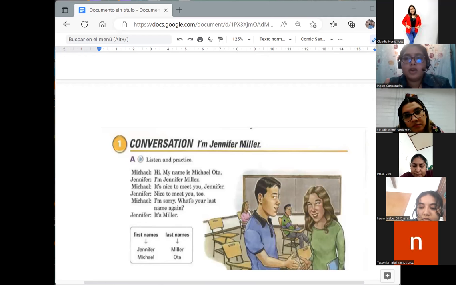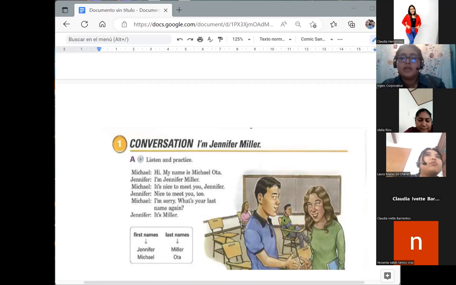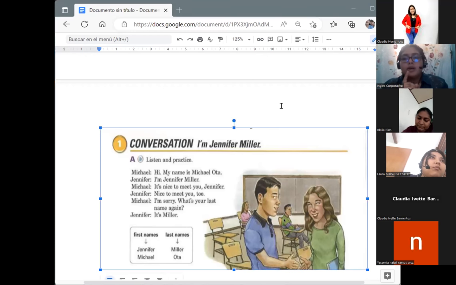Esto sucede más que todo cuando nos vamos a presentar con alguien por primera vez o cuando llegamos a un lugar donde no conocemos a casi nadie, podemos utilizar la información del last name. Ahora, why we are talking about the verb to be when we are talking about introductions? ¿Por qué hablamos del verbo to be cuando estamos presentándonos?